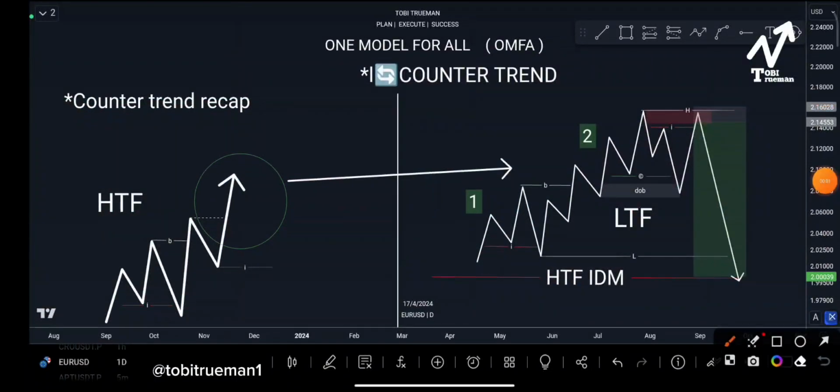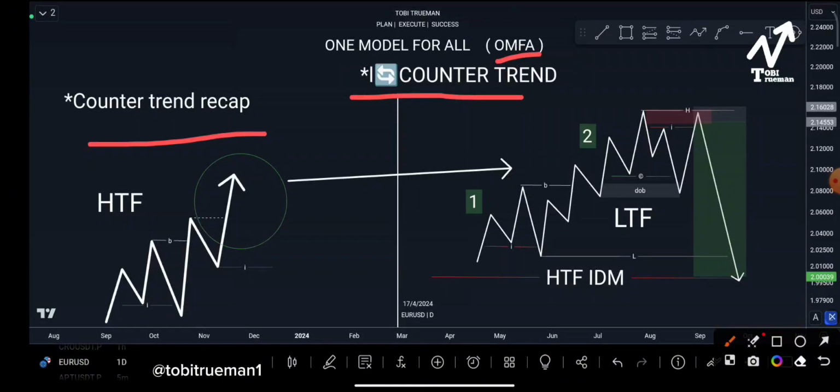Okay, you're welcome. As we continue to look into our one model for Omfa, now we'll be looking at counter trend, and we know what counter trend is. Let's try to make a counter trend recap. Let's try to remember how we understand counter trend.